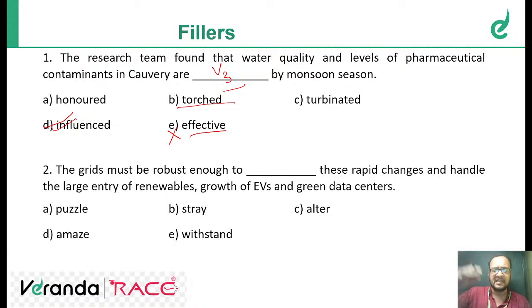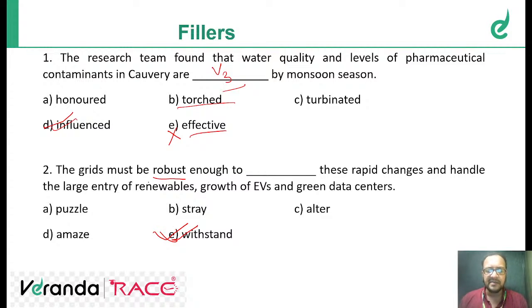Grids means maybe the electrical grids. The grids must be robust enough to dash these rapid changes and handle the large entry of renewables, growth of EVs and green data centers. Grid can be related to software as well. Robust means fit and healthy and strong. The grids must be robust enough to dash, so 2 plus V1, these rapid changes and handle the large entry of renewables. So if something is able to handle something else, it can withstand. Withstand means tolerate or accept with strength.